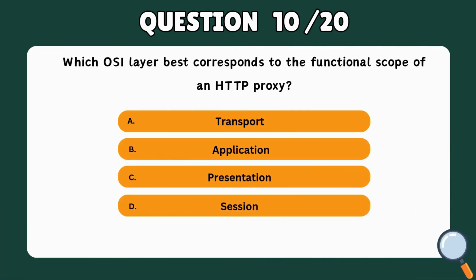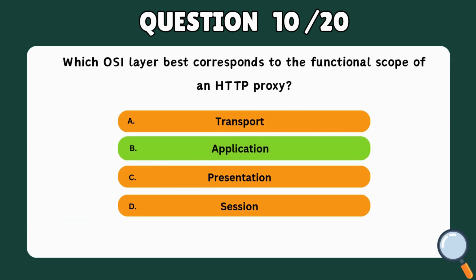Question 10. Which OSI layer best corresponds to the functional scope of an HTTP proxy? A. Transport. B. Application. C. Presentation. D. Session.